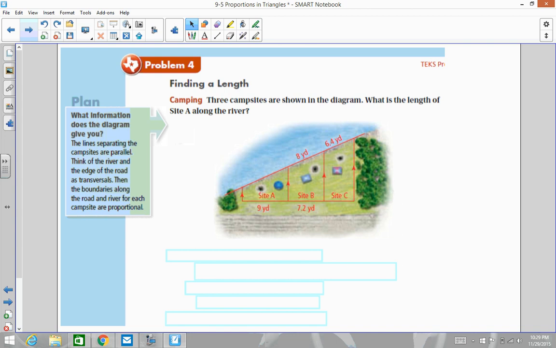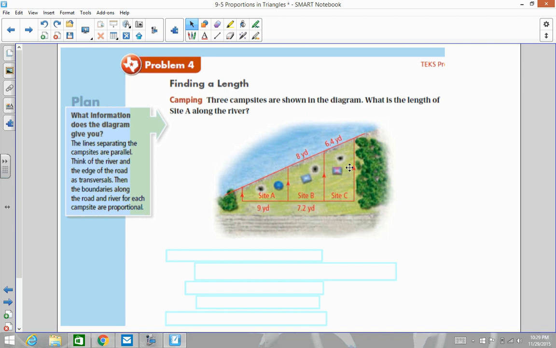All right, so here we have a campsite, and it says 3 campsites are shown in the diagram below. What is the length of the site A along the river? So we want to know, does site A have a nice length along the river, or as much as the others do? And so we have the proportional lines that are formed here, because each site has those parallel lines, and so we can know this.